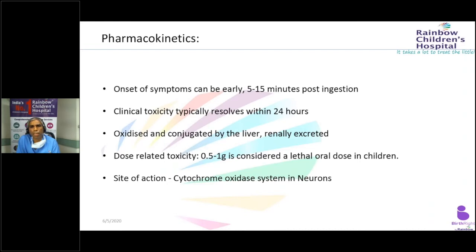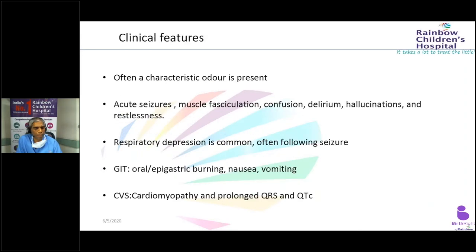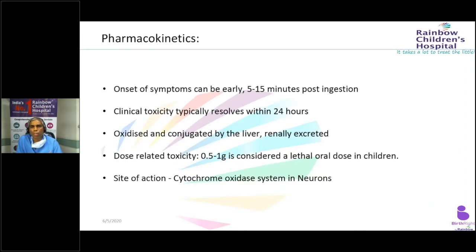The camphor is metabolized by liver and excreted in renal system. The dose of toxicity would be somewhere between 0.5 to 1 gram. And site of action is cytochrome oxidase in neurons.